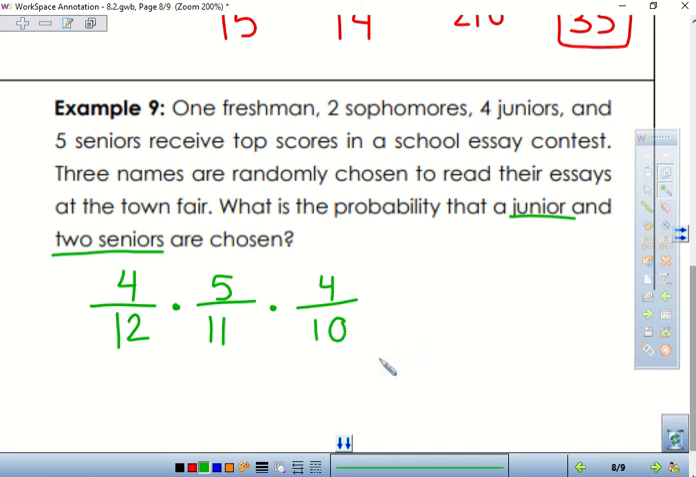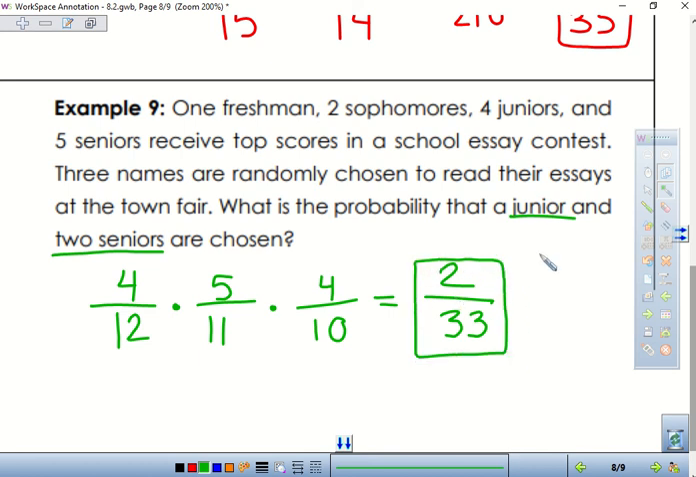Good job. Yeah, because we took away a senior now, and we also took away another student, so it's out of 10. So you can do the math on this whole thing, but I'll just tell you it comes out to be 2 out of 33. So I'm glad you understood that concept. Does anyone have any questions about this so far? You feeling good about it? Okay.